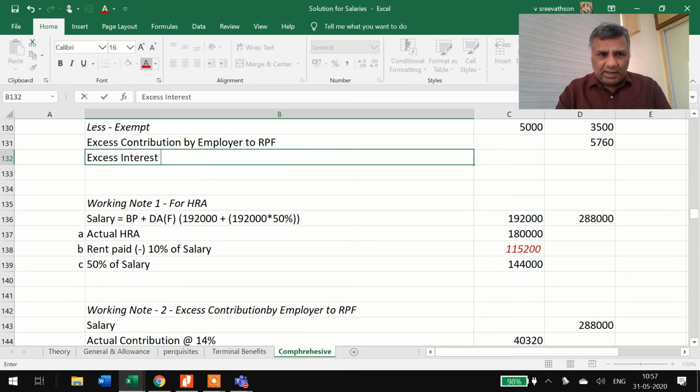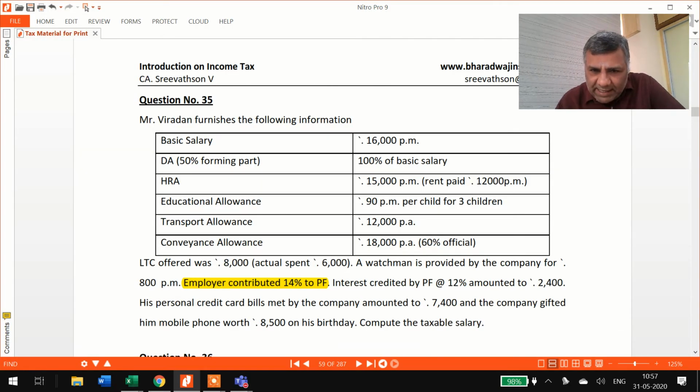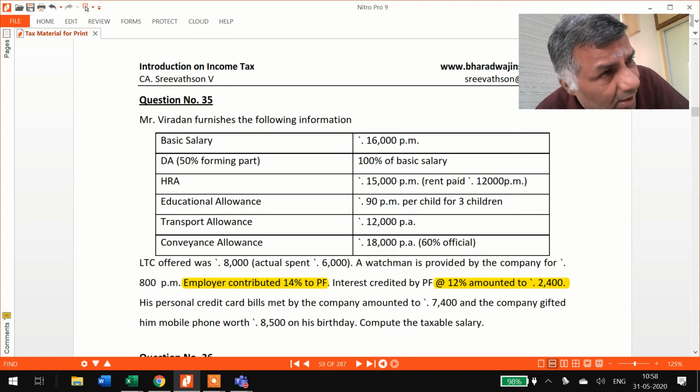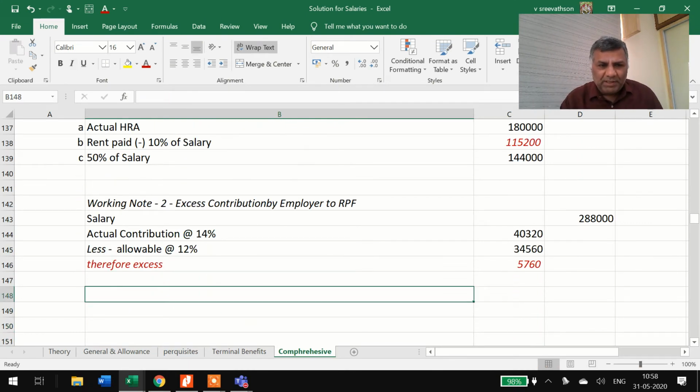Excess interest credited by fund. The question says interest credited by the provident fund at the rate of 12% is 2,400. What percentage is it allowed, my dear friends? 9.5%. 9.5% it is allowed.